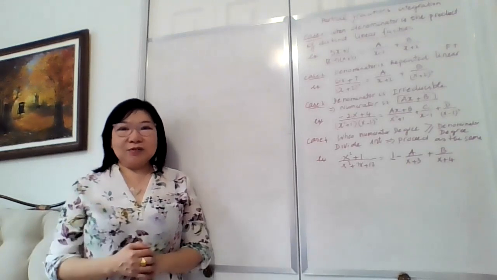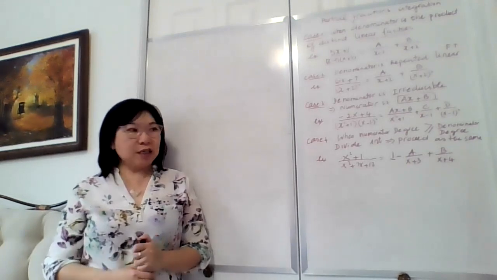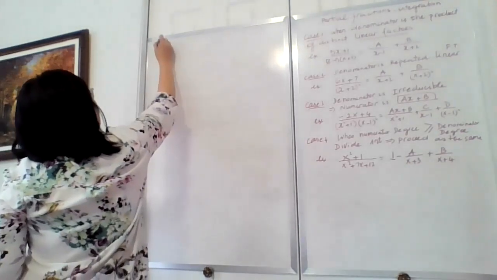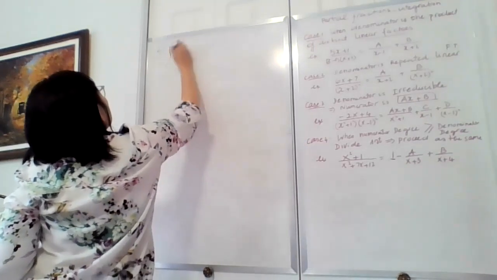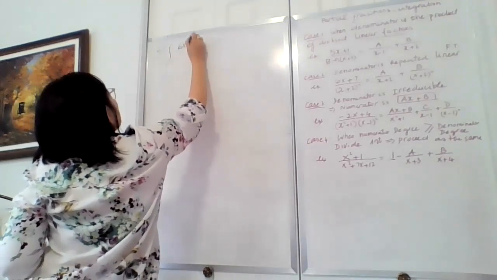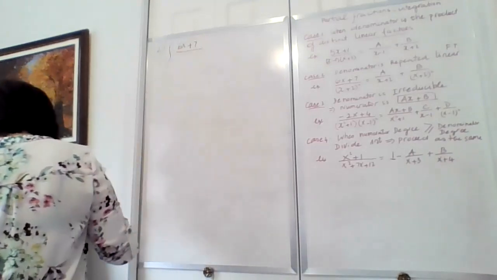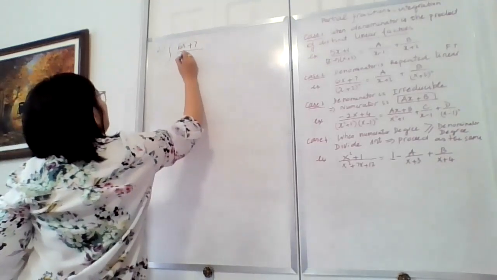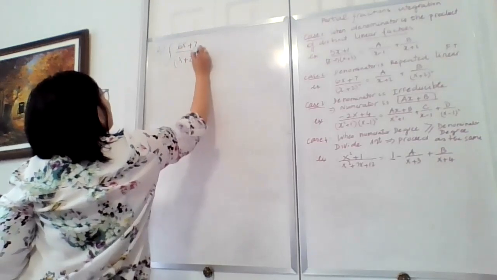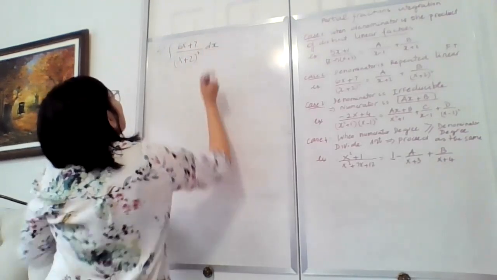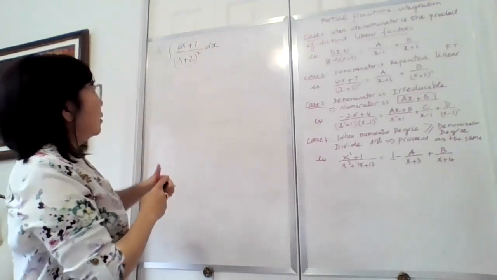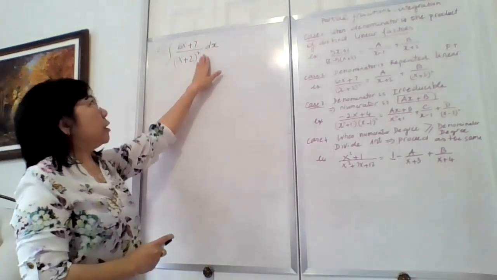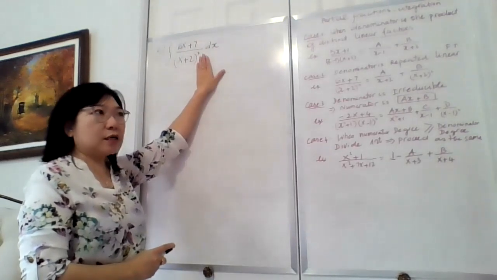Okay, so let me show you the second example. The second example, let's say you have to integrate 6x plus 7, all of this over x plus 2, all of this squared, dx. Now, in this case, you will see that the degree here is degree 2. It's no longer linear, right?